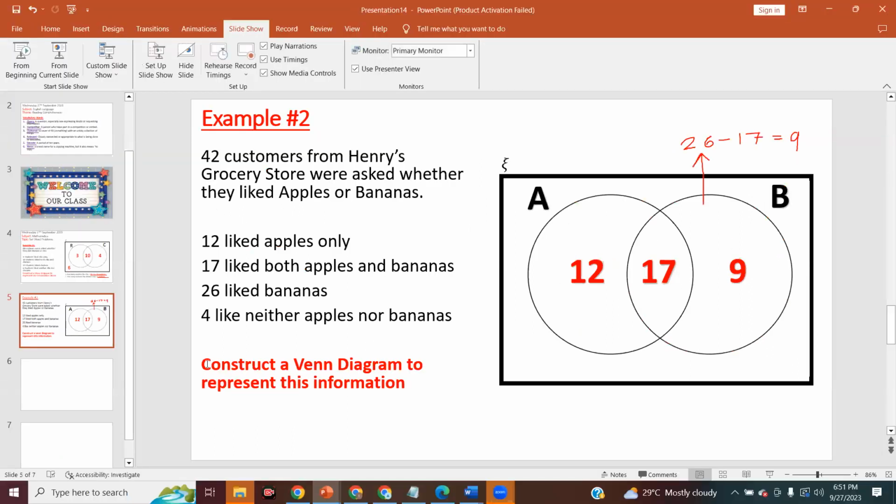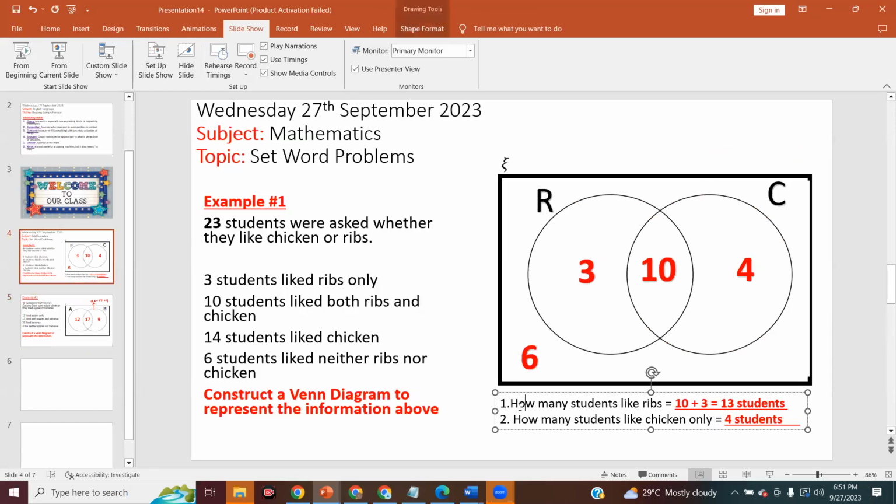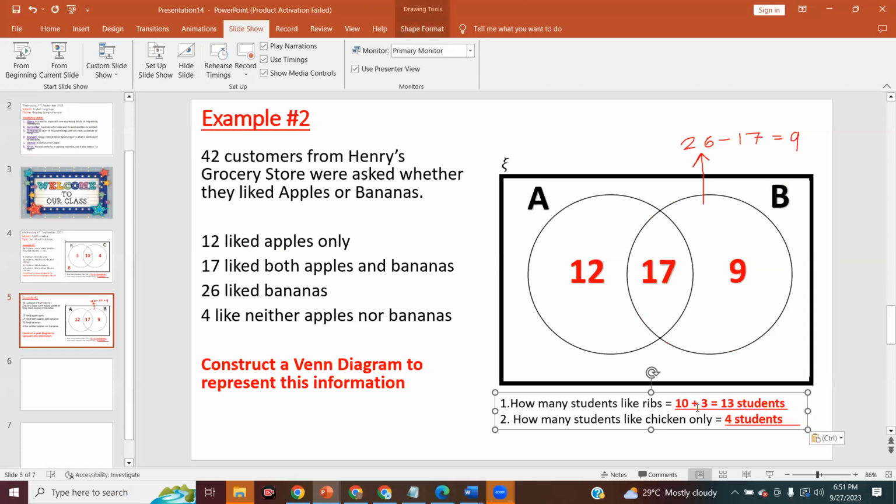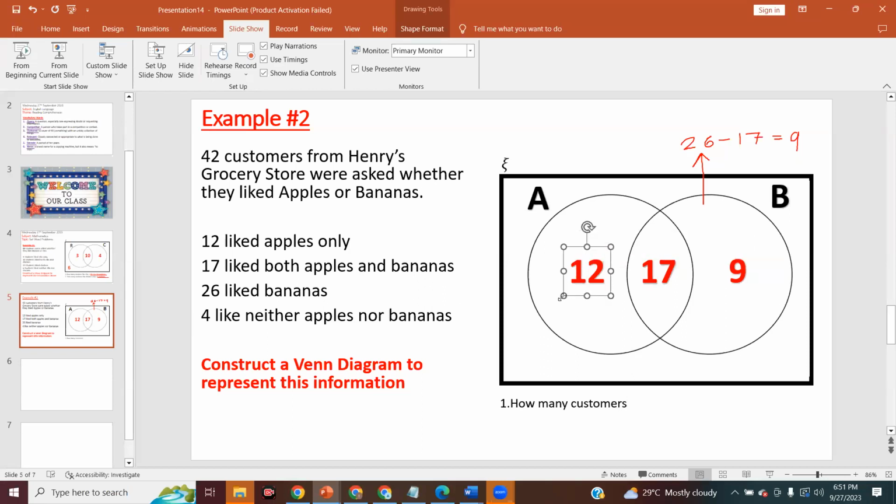Now, my question is, how many customers... Excuse me, Mr. Petit, one moment. You forgot the 4 on the outside. Oh yeah, 4 like neither apples nor bananas. Where does that go? On the outside. Very good. So that's going to be 4. Thank you, Natalia.